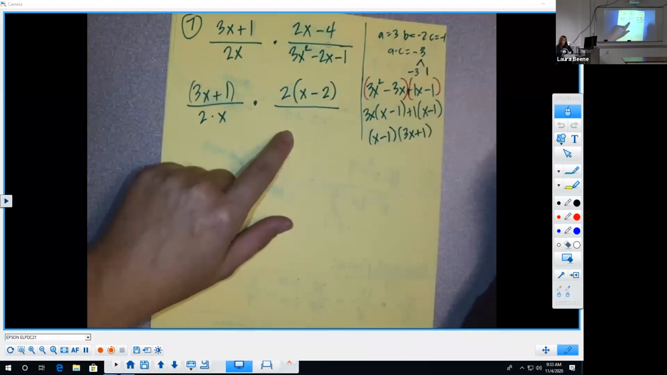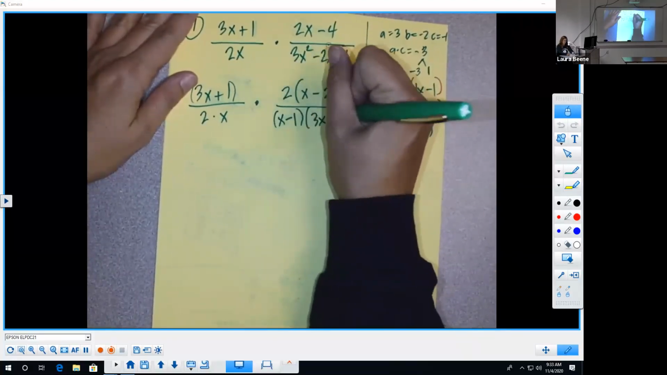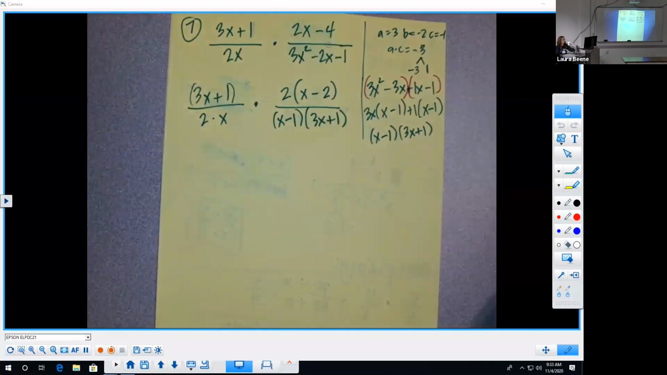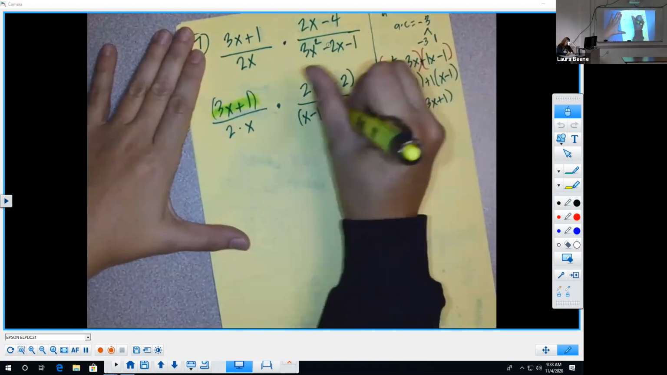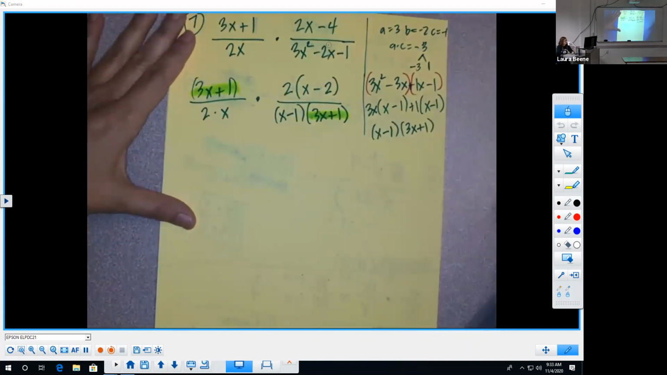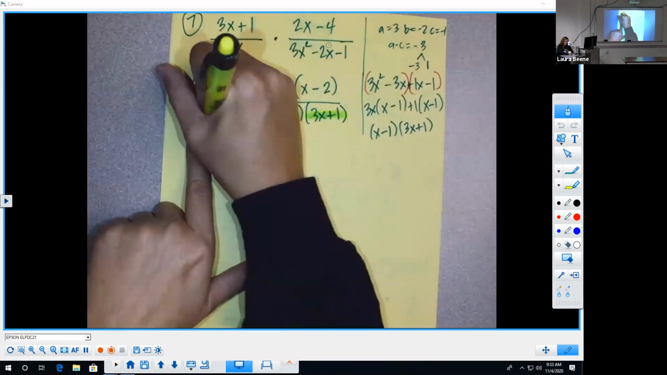So I can write that on the bottom of my fraction. X minus 1 times 3x plus 1. Okay, so everything's factored now. What can I cancel out here? 3x plus 1 on top of the first and bottom of the last. And that 2, the 2 on top of the second one and the 2 on bottom of the first one, you can cancel out.